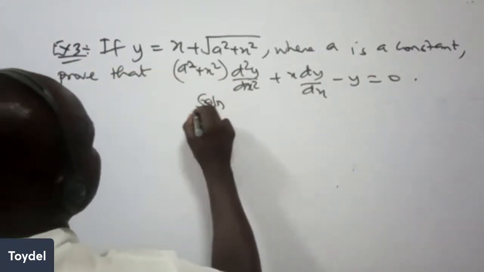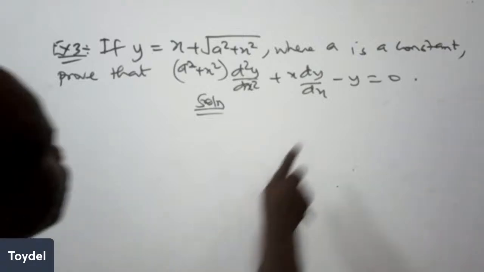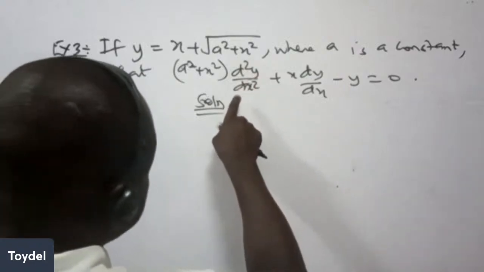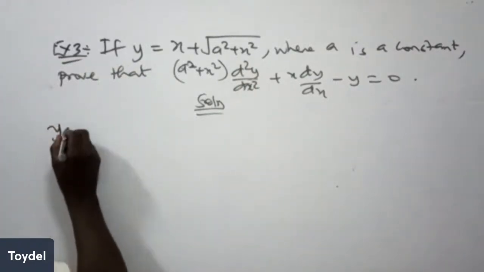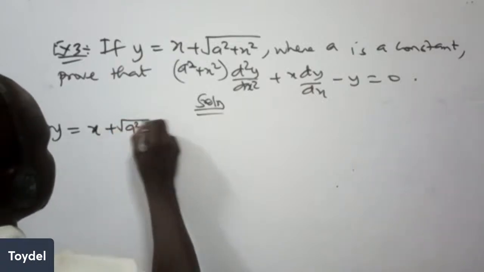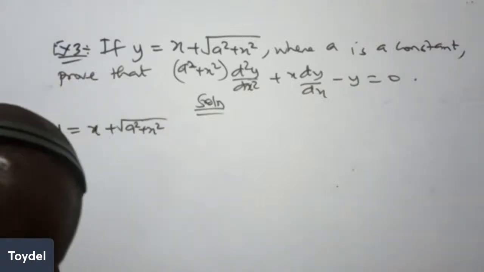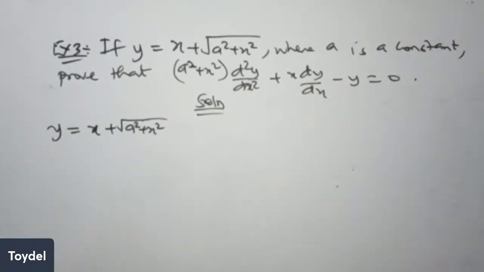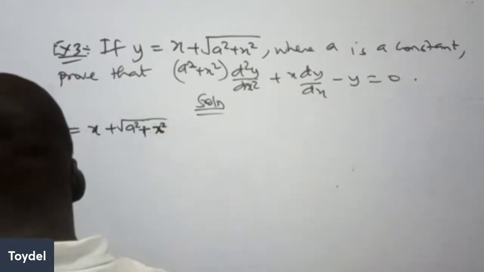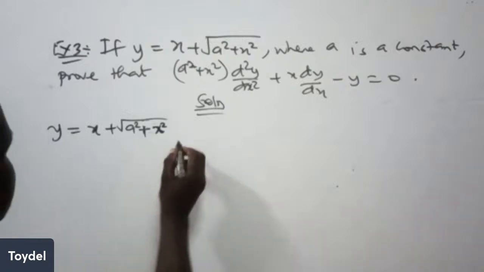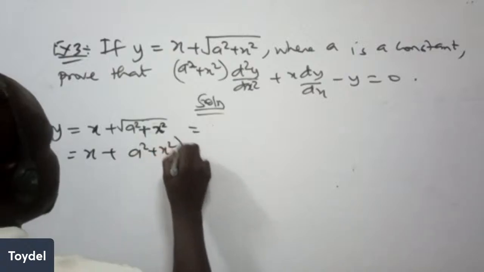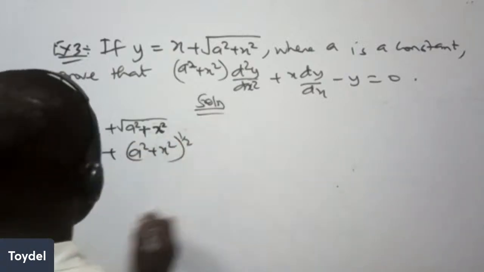So of course we know what to do now. We are given y. We go ahead and find dy/dx. We also find d²y/dx². So what we are given is y is equal to x plus the square root of a² plus x². So from there, we are going to find the value of dy/dx, the first derivative, and the second derivative. And of course, this is the same thing as saying x plus (a² plus x²) raised to the power half, because square root is the same thing as raised to the power half.